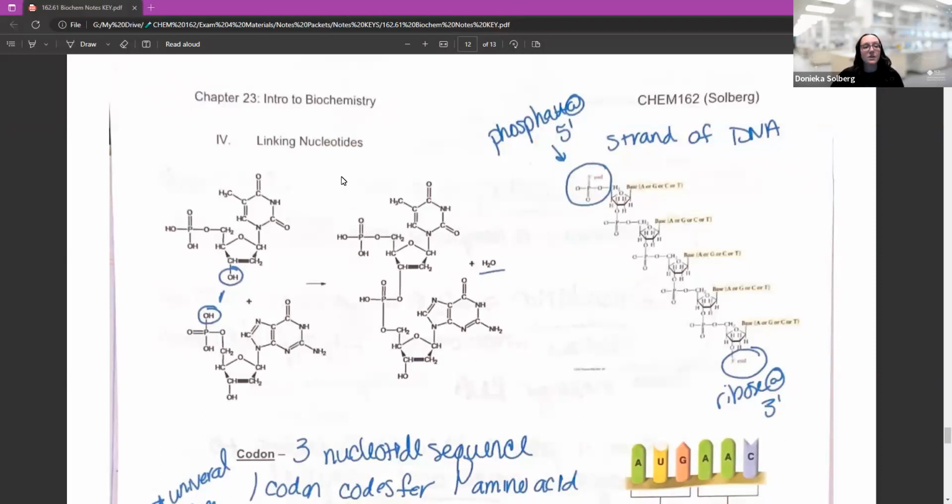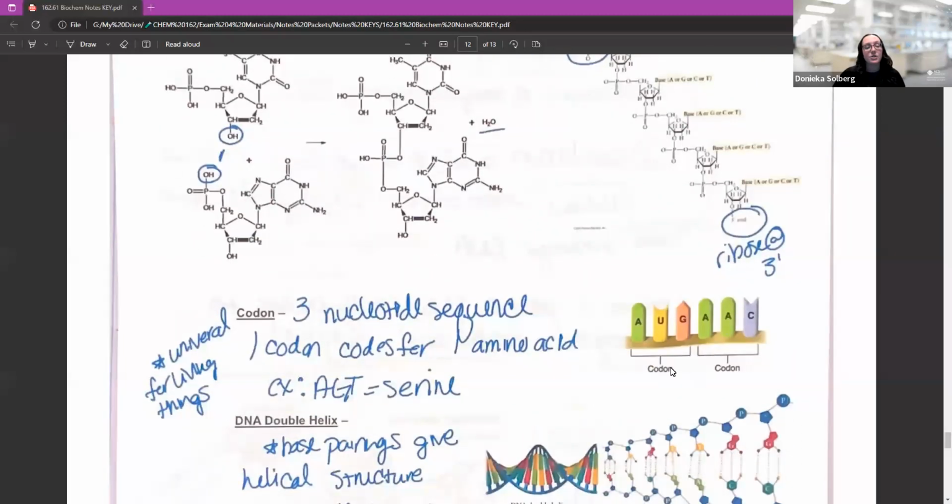So linking these nucleotides, similar to a lot of the other bonds we've been making, you remove a water and you get a bond between your sugar in this case and your phosphate in this case. Okay, so you're taking a water out to get those to bond. And so then we've got our DNA strand. Now, what do we do with our DNA strand? Well, our DNA strand has what's called codons, and every 3 bases codes for 1 amino acid when we're building protein.